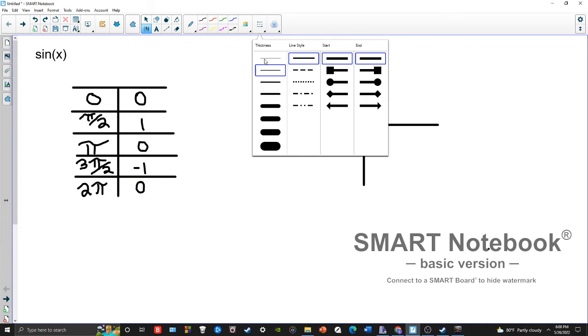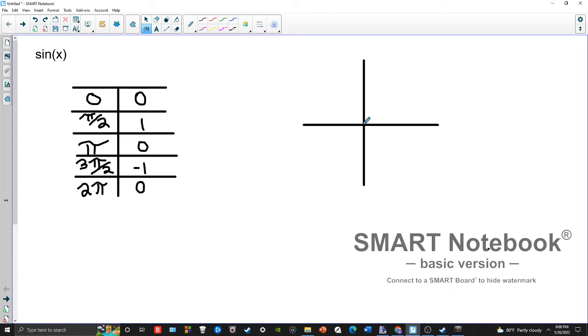Let me narrow down my lines here a little bit. You have 0 as your base point. And then you have pi over 2. Then you have pi. Then you have 3 pi over 2. And then you have 2 pi. And the graph looks like a wave. So you go up to positive 1, back down to 0, down to negative 1, and then back up to 0. And so you get this sine-looking wave. And that's how all your sine graphs are going to look: different variations of this wave.